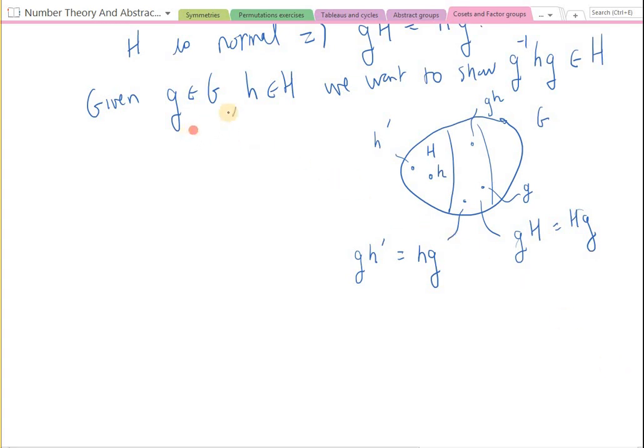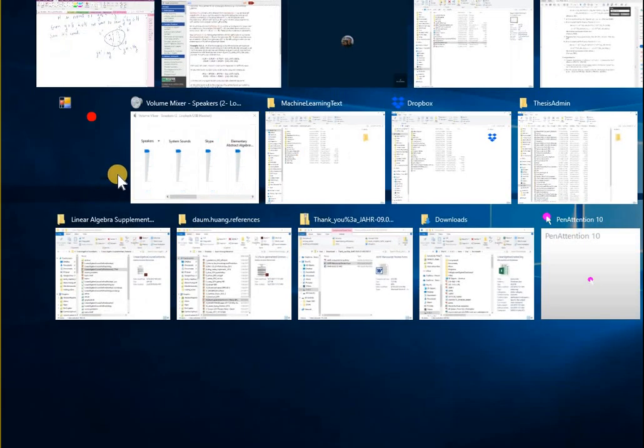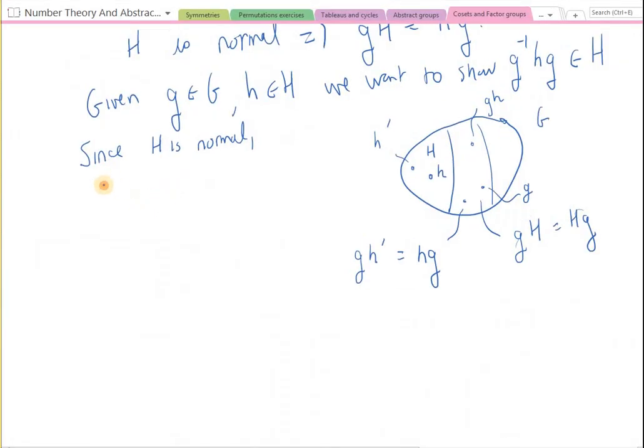All right. So let's see. I can say here, since H is normal, I have gH equals Hg. So there exists an h prime in big H such that gh prime.